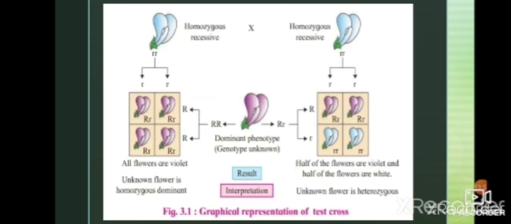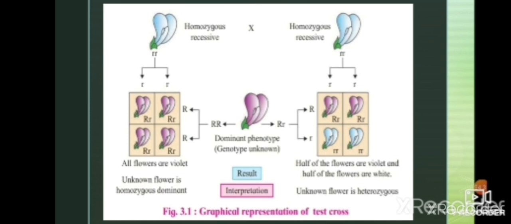In the graphical representation of test cross, a homozygous recessive, denoted by small r, is crossed with a plant whose genotype is unknown, that is the dominant phenotype, capital R.